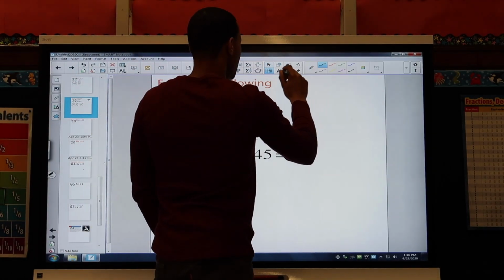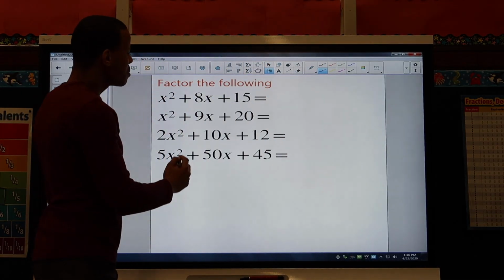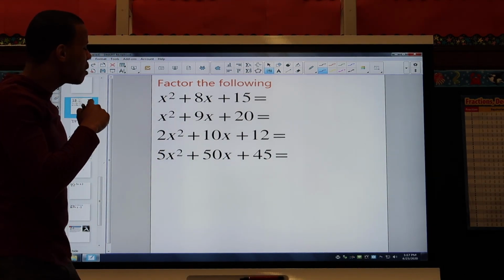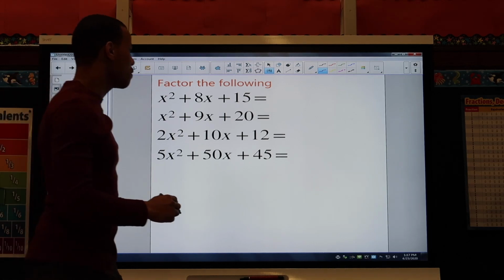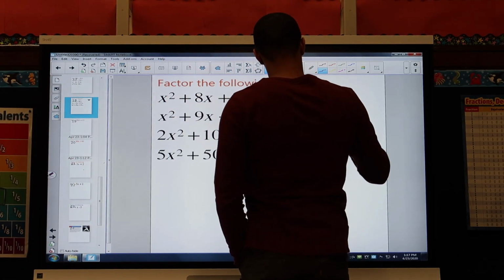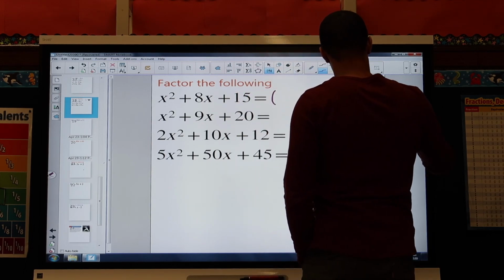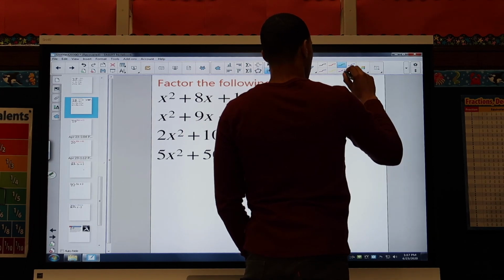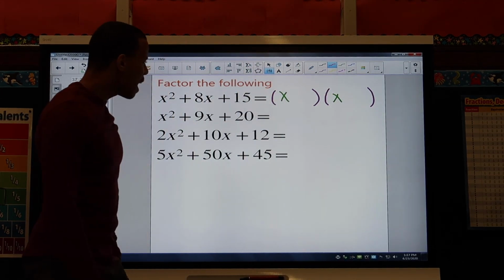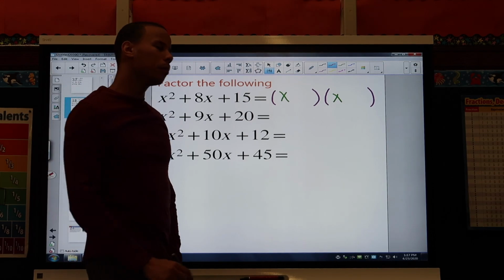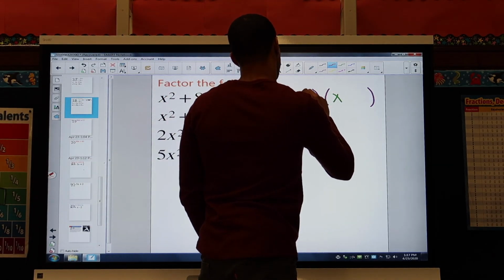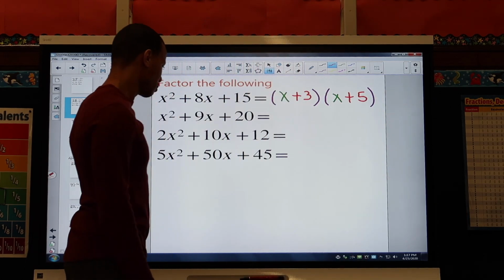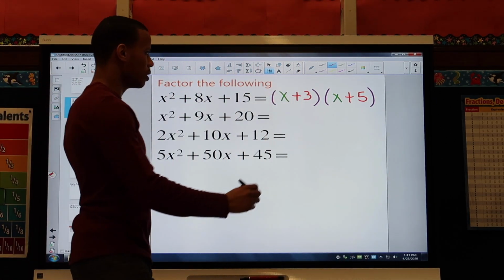So now, for the first one, two numbers that add up to 8 and multiply to 15, okay? So, again, polynomials, right? This will be x times x. And then two numbers that add up to 8 and multiply to 15, I'm thinking that'll be 3 and 5. There we go. So now for the next one.